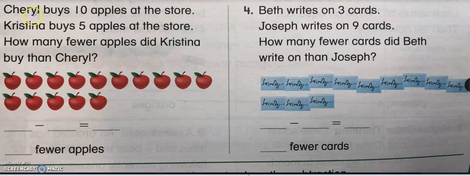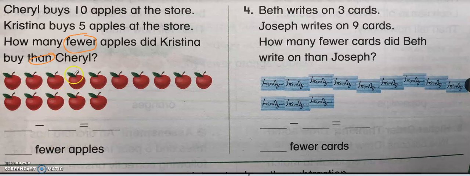Let's read it first. Gerald buys 10 apples at the store. Christina buys 5 apples at the store. How many fewer apples did Christina buy than Gerald? A key word here that I want you to pay attention to: fewer than. You're going to see it often when we are comparing. We have a group on top and a group on the bottom, and when we have that, we are going to put it together to figure out our answer.